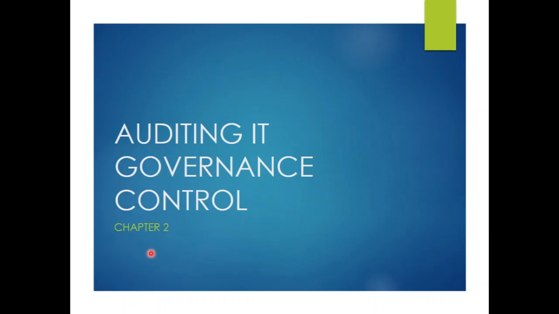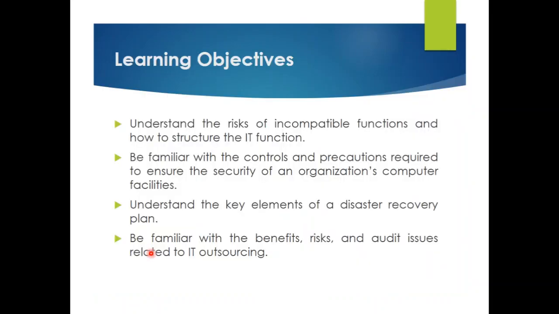So chapter 2 is all about auditing IT governance controls. Our objectives are as follows. First is to understand the risk of incompatible functions and how to structure the IT function. Second is to be familiar with the controls and precautions required to ensure the security of an organization's computer facilities.